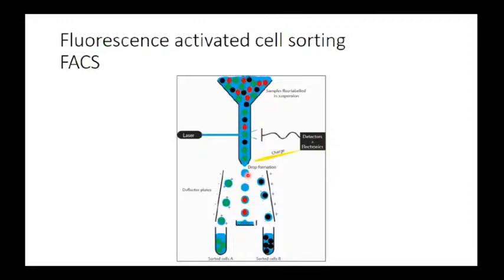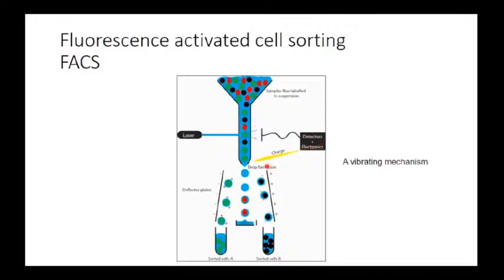At the end of the tube, there is something called drop formation. In drop formation, we have a vibrating mechanism. This vibrating mechanism will separate my mixture into small droplets. These droplets should contain only one cell per droplet. This is very important.